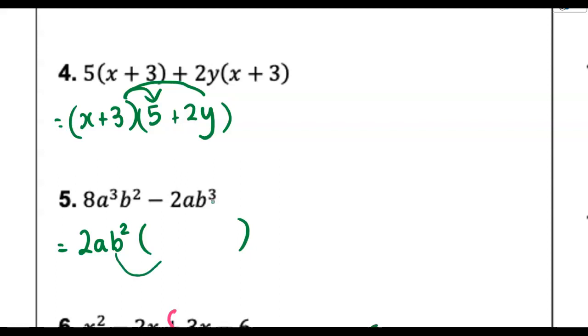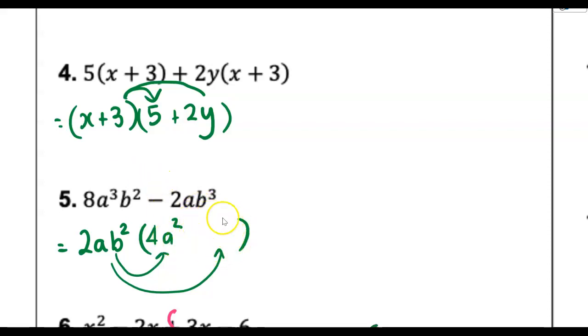Now we're checking, just by opening our brackets, I'll just pop the arrows on the bottom here. What do I times 2ab squared by? What goes in here so that when I times it, I get 8a cubed b squared? Well, it's going to be 4a squared.